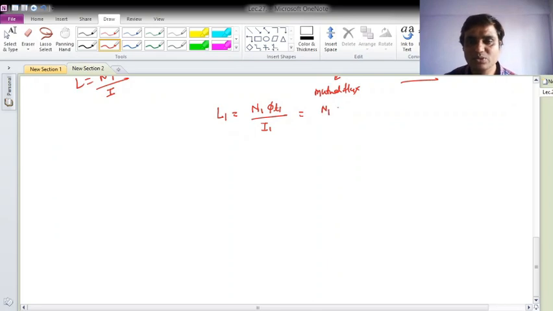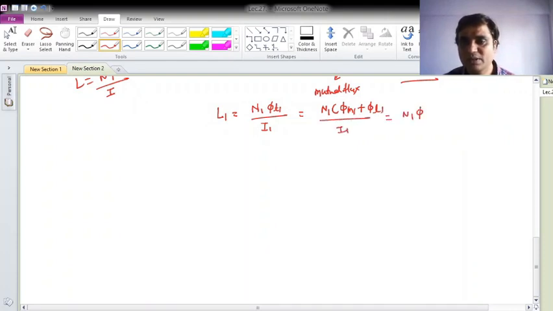Let us divide this into two: phi T is the mutual flux plus the leakage flux, over I1. So this I can also write as N1 phi M1 over I1 plus N1 phi L1 over I1. So this is the leakage flux. Note that this leakage flux is, as I told, a very small fraction, maybe 2% or 3%.